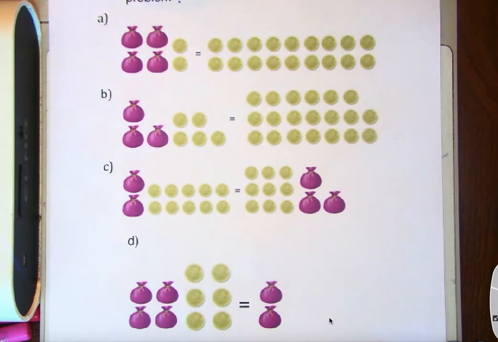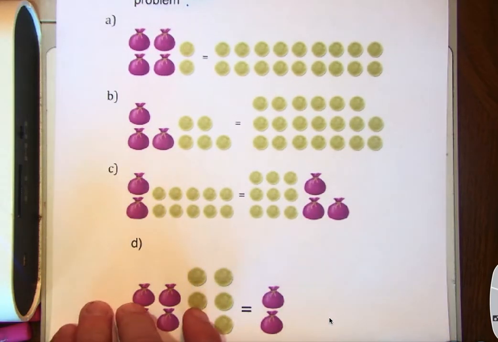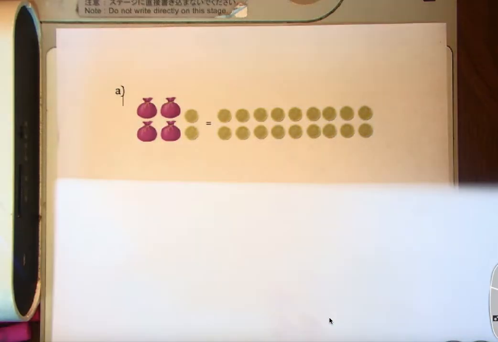For time-wise, if you want to pause it now, do it. Just because I don't want the video to be too long, I'm going to keep going with the explanation. We'll go ahead and pause and try to find the number of coins in each bag for A, B, C, and D. I'm going to go over, starting at number 1.